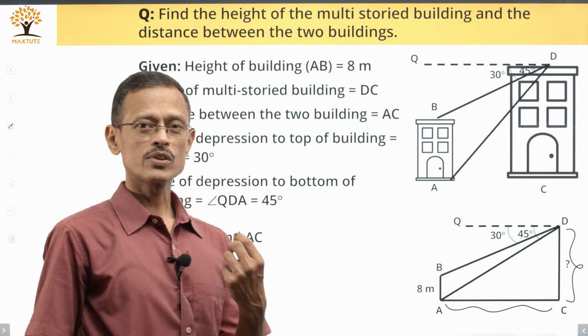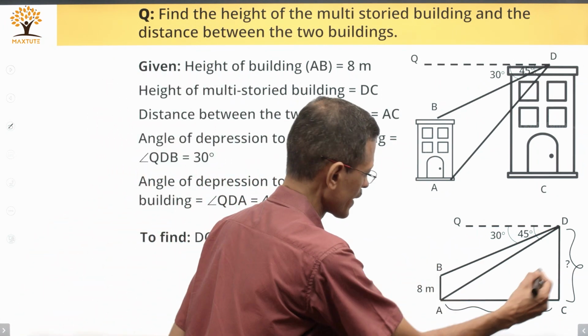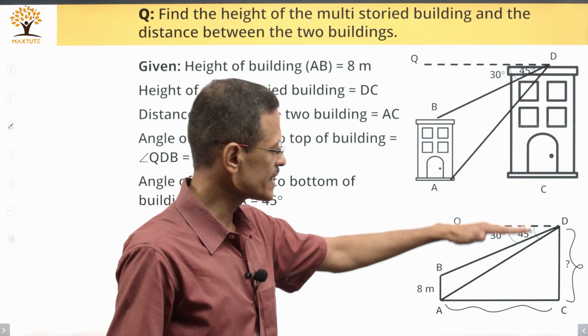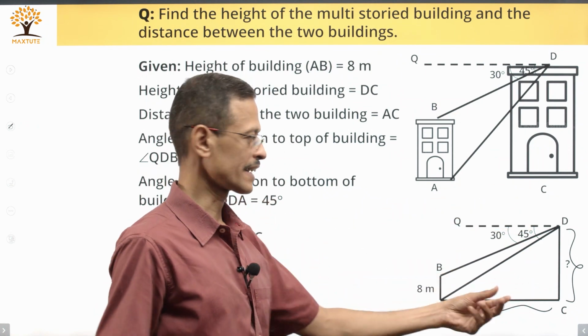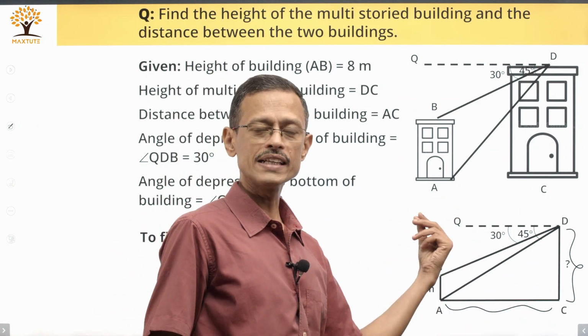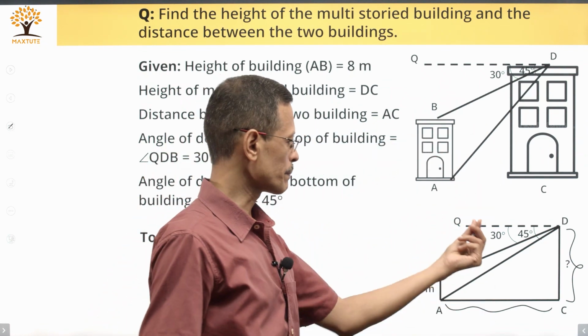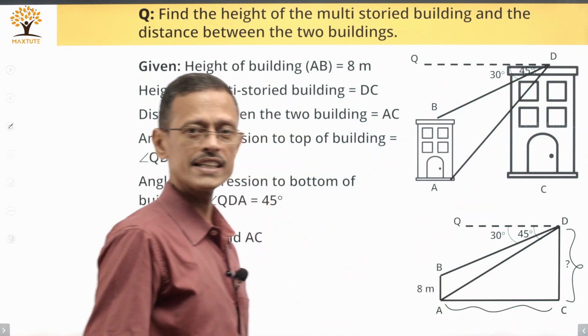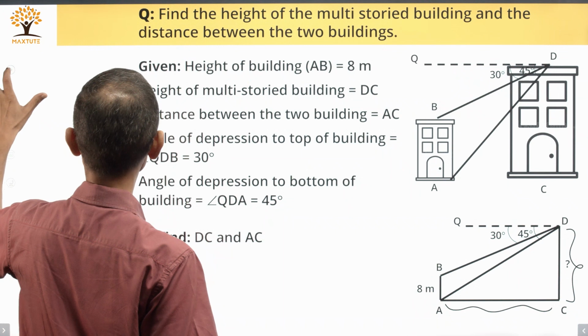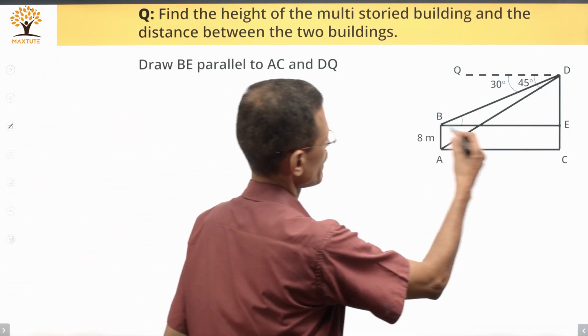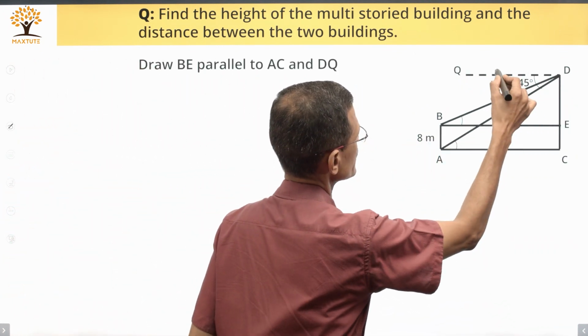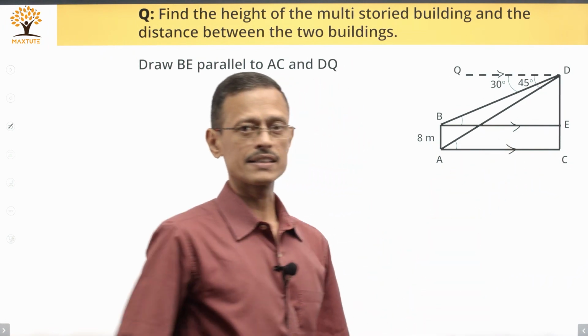Let's get started. I am going to start by drawing a line from point B that is parallel to AC and QD. QD and AC are parallel. The angles of depression are usually taken from a line which is parallel to the base. So, AC and QD are already parallel. I am going to draw a line, let us call it BE, that is parallel to QD and AC. These 3 lines are parallel lines.